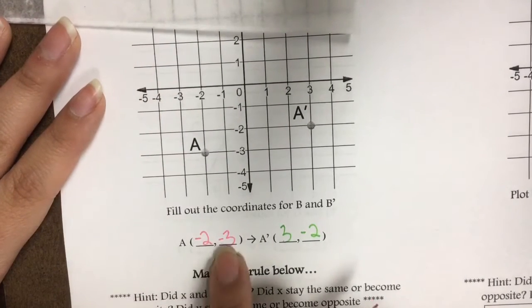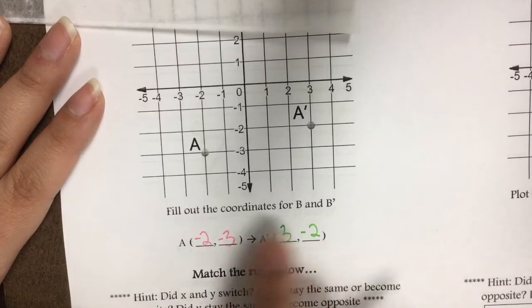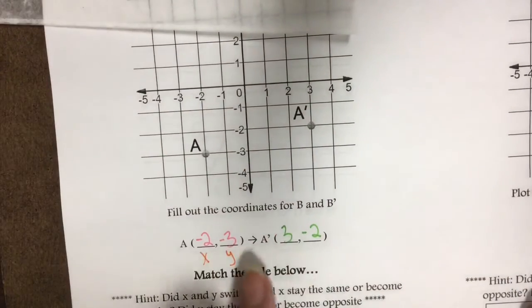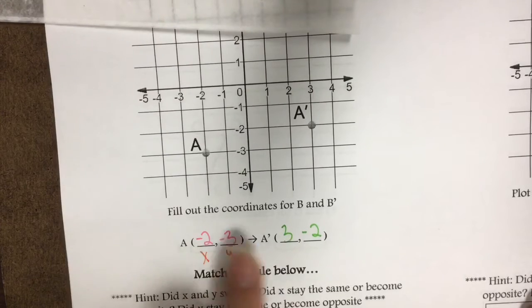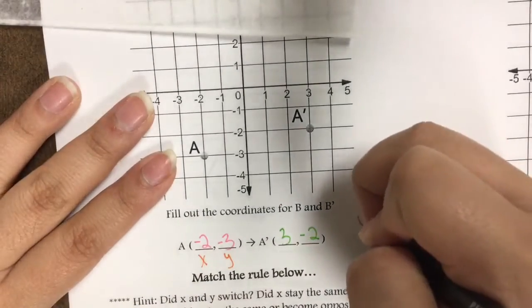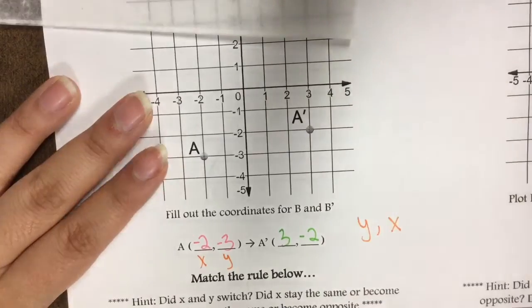So it was -2, -3, now it's 3, -2. This was X, Y. I know automatically that -2 is not in the front anymore, so Y came to the front. So it changed to Y, comma, X.